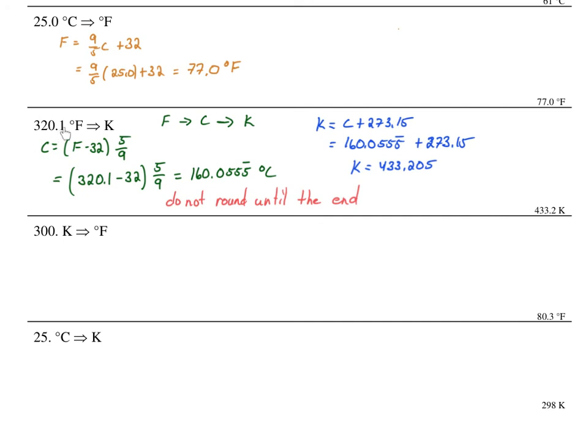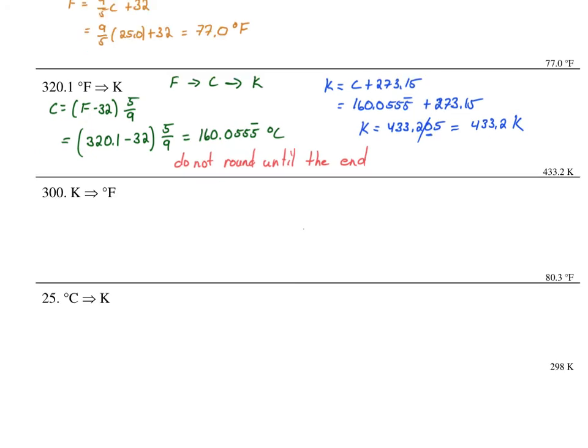We see that the initial temperature is rounded to the tenths. So we're going to round this resulting temperature to the tenths. The first number we drop is less than 5, so we just drop all of those digits. And we have our final answer that our Kelvin temperature is 433.2 K. And note, we don't need the little degree sign when we use Kelvin.